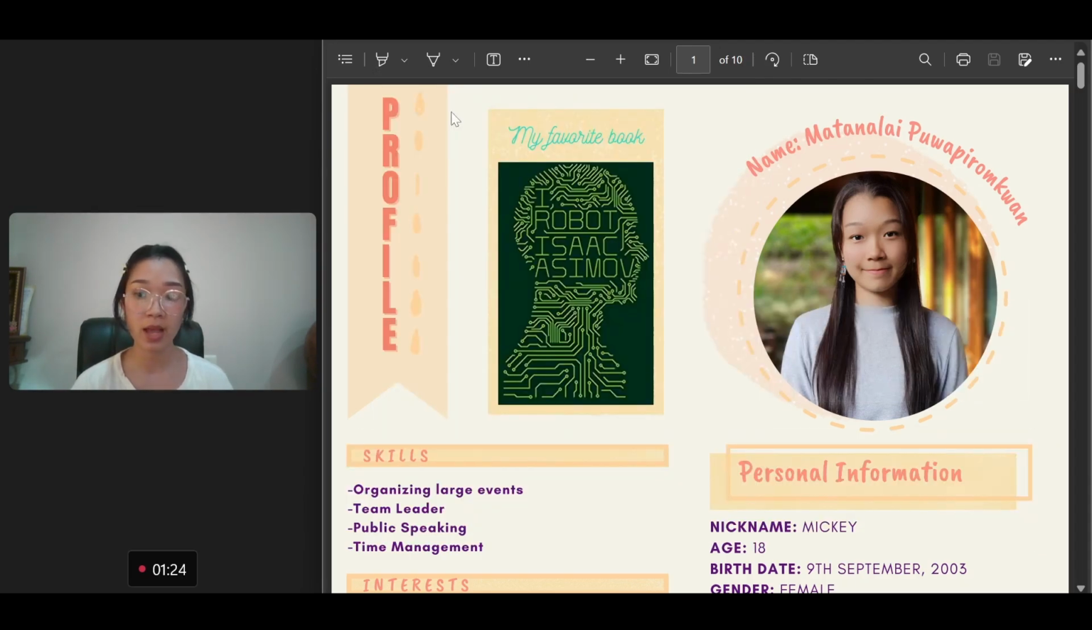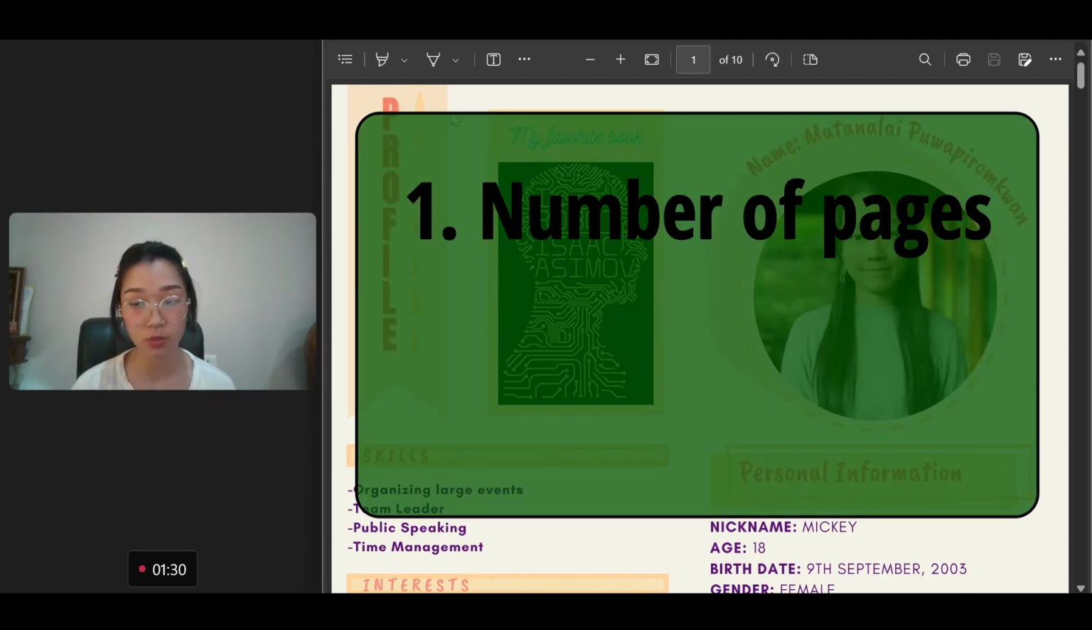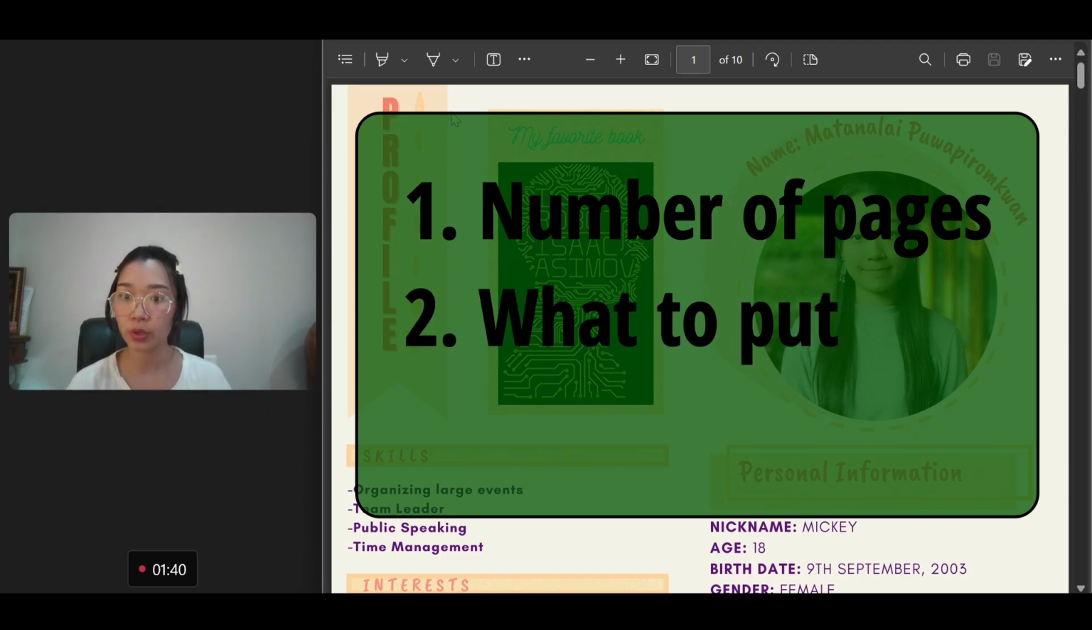For me, I needed 10 pages. So the first thing you need to check for is the number of pages you will need. This will be different from university to university, year to year, place to place. Okay. The second thing you want to look for is what they want you to put in your portfolio.